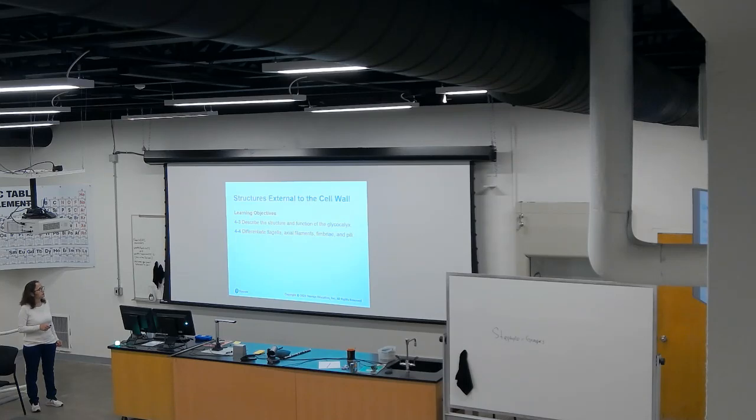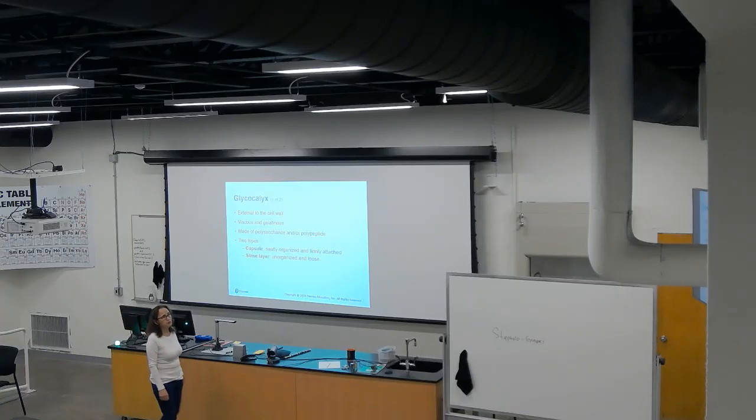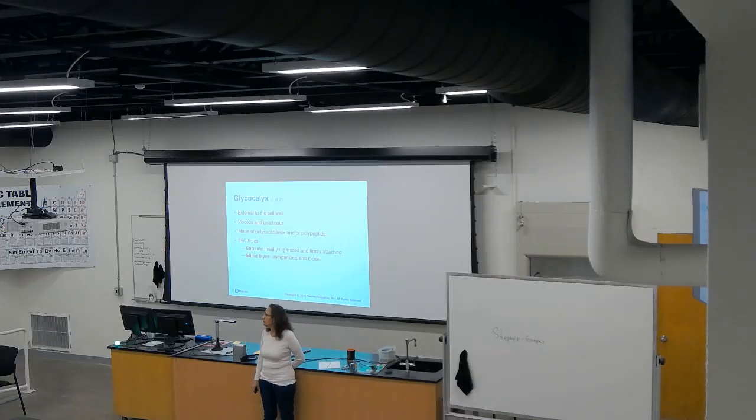So let's look at the external structures of the cell wall. So we're going to see the structure and function of glycocalyx, flagella, axial filament, fimbria, and pili. So glycocalyx is a polysaccharide and or a polypeptide. And this is viscous material. It's like jello, like gelatinous. And it is found external to the cell wall. And it helps the bacteria to adhere to the surface of wherever place it's located.